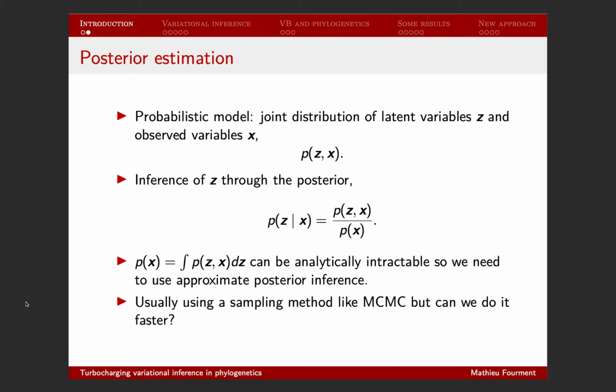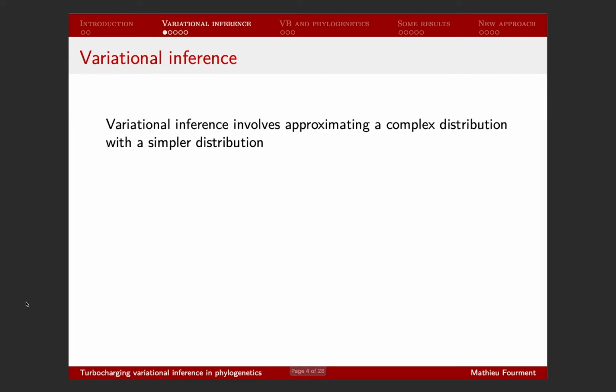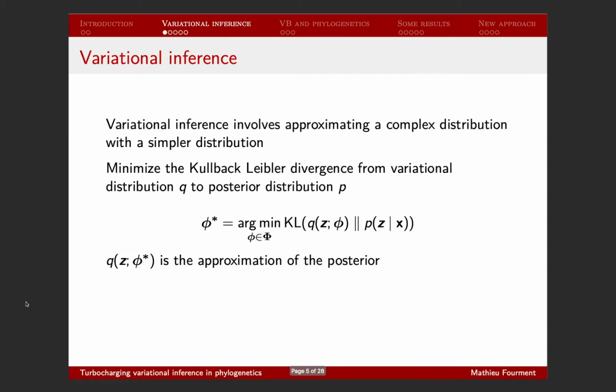And usually we do this using MCMC. But like I said, MCMC can be slow for a big data set. So can we do better than that? I'm hoping that variational inference is the answer. Variational inference involves approximating a complex distribution with a simpler distribution.